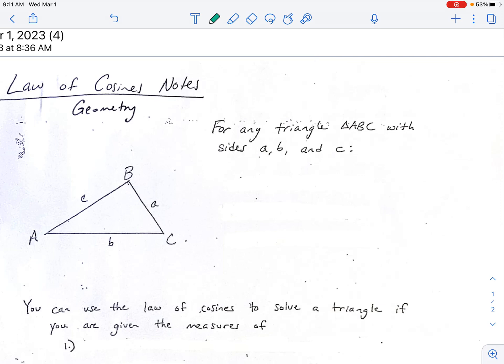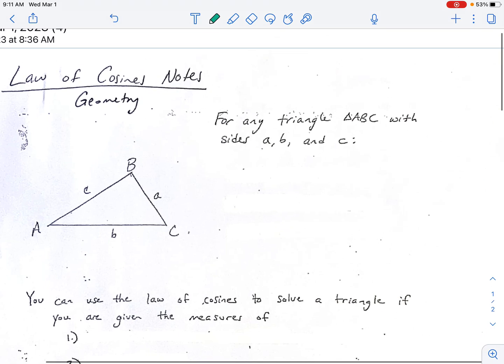You are going to be combining the two. Law of cosines is a little bit more restrictive too. You can only use it in certain instances. So just like the other day, we've got a triangle here. A, B, and C are our angles, and their corresponding sides go with that same letter.